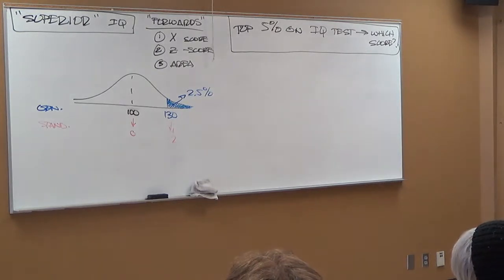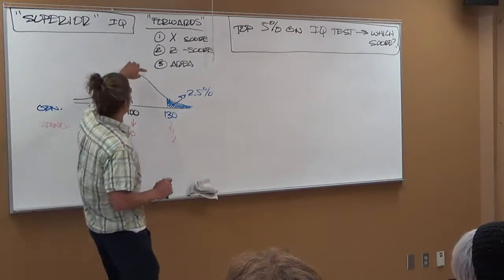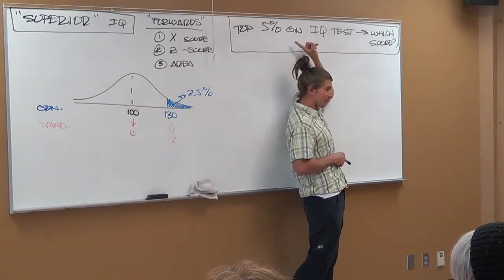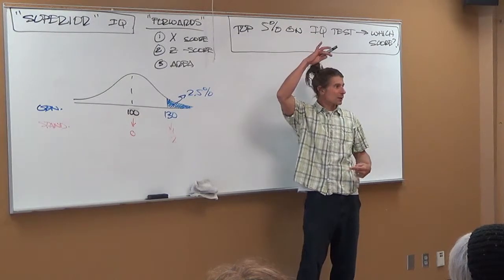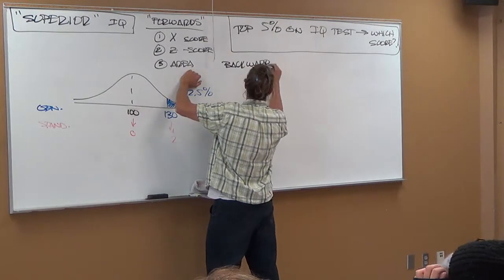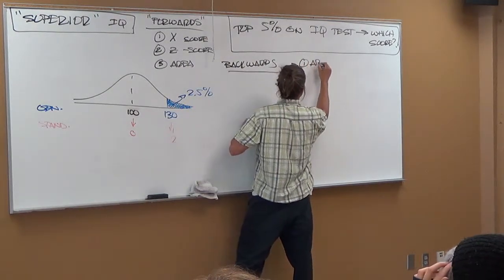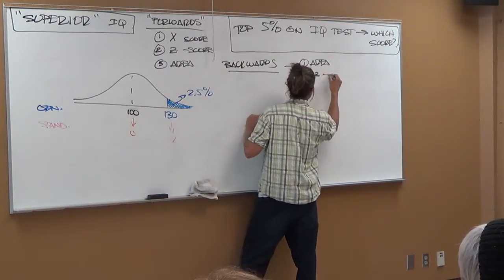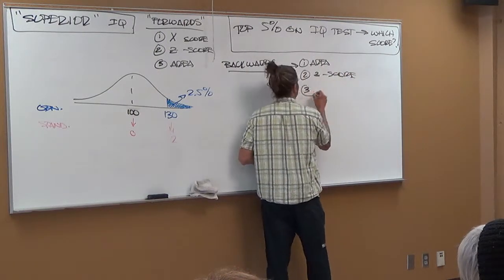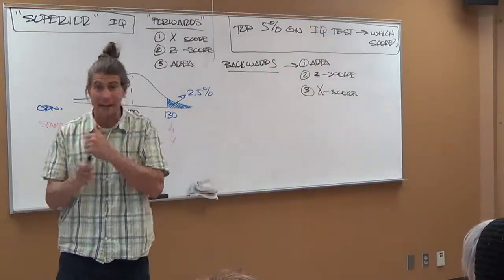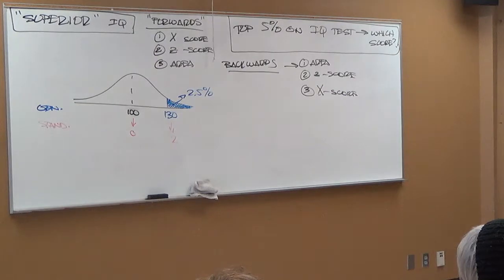A backwards problem is exactly backwards. They're going to give you an area or a percentage, and they're going to ask you what the raw score is that corresponds to it. So for example, which IQ score gets you in the top 5%? It's exactly backwards. You're starting with the area. So if we're going exactly backwards, we're going to go next after area to the Z-score. And then, finally, you get your raw score. That raw score is your answer, once you have it.